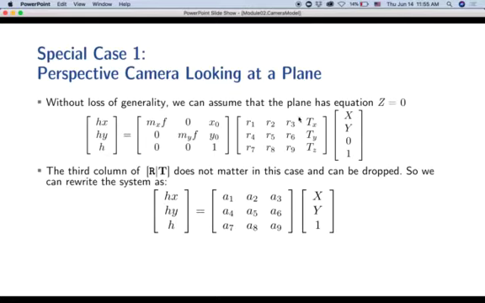I'm saying, because the world is a plane, all 3D points will lie on a plane, and I can assume that plane to be the xy plane. Which means Z will always be 0. If Z is always 0, how does this vector multiply? Well, this 0 will get multiplied by this column, so this column really does not matter anymore. So I dropped this column and this coordinate and rewrote the system.